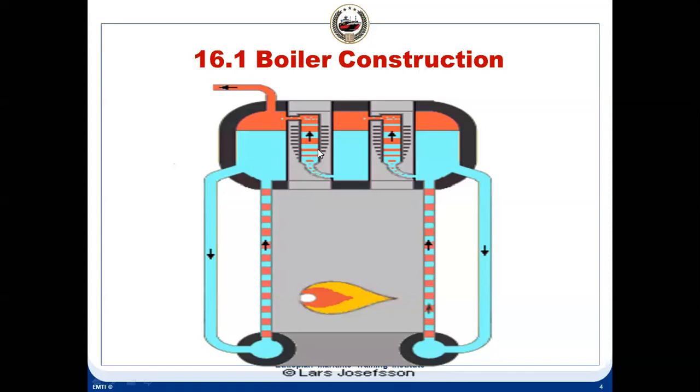So this part of it is a smoke tube. This part water tube, this part smoke tube. So this one is more of a hybrid, bit of both, and that is what increases the efficiency of this boiler.